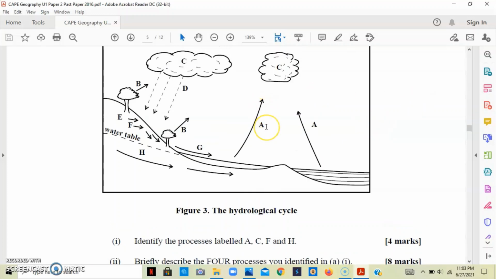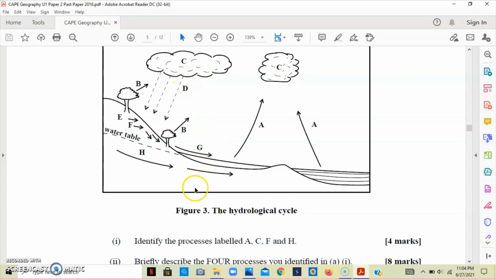So let's go. A was evaporation, and evaporation is the process when moisture changes from liquid to gas. So the water is being evaporated from the water bodies here, and it's being converted into gas, and the gas is known as water vapor. C, which is here, we have condensation taking place, and this is the process when moisture changes from a gaseous state into a liquid state in the atmosphere as clouds. So water vapor now is being converted from the gaseous state to a liquid state in the clouds.